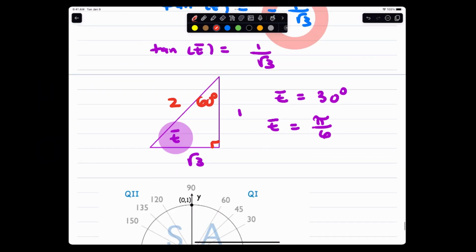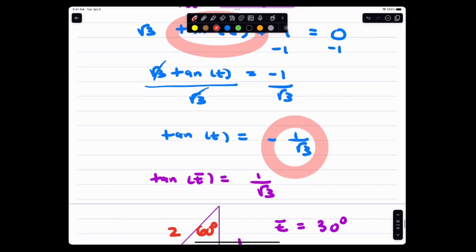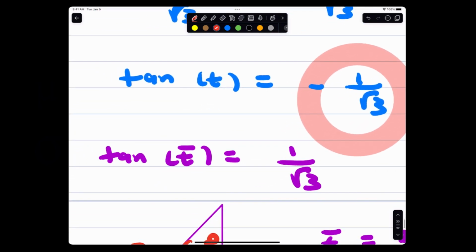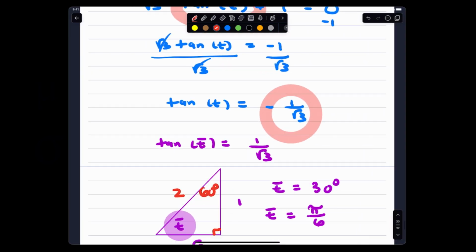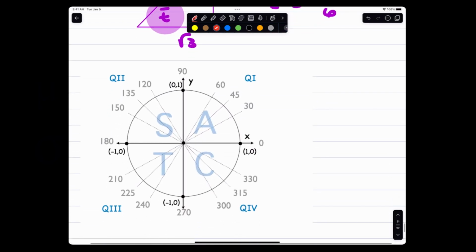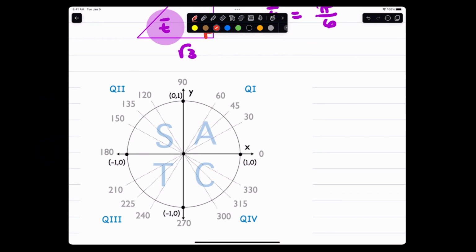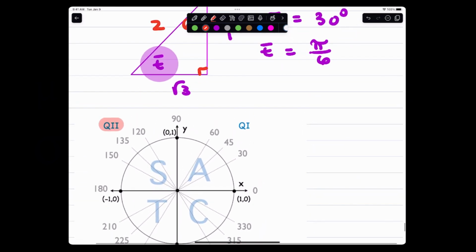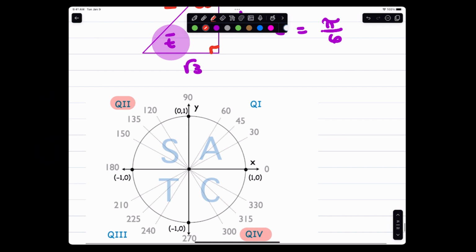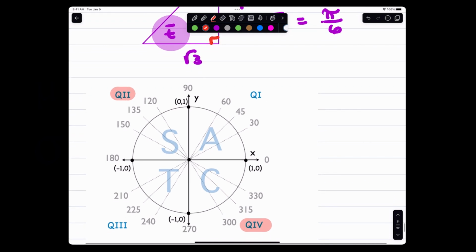So this is 30 degrees. However, the real question is not where is tangent positive, where is tangent negative? Which quadrants have tangent being negative? Quadrant 2, is that true? And quadrant 4. Those are where tangent is negative. The reference is 30 or 60 degrees. So you might even say, well, what does that even look like?